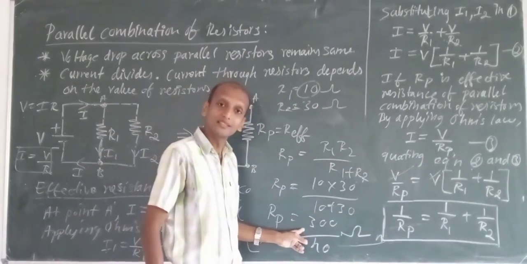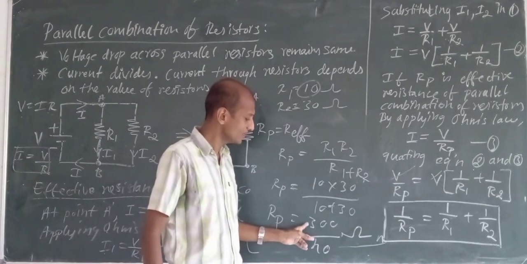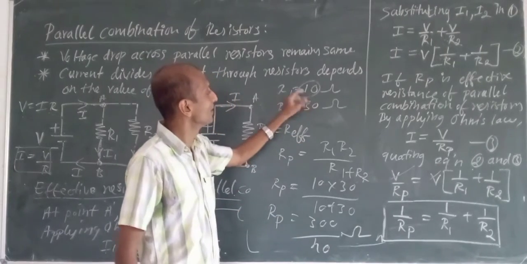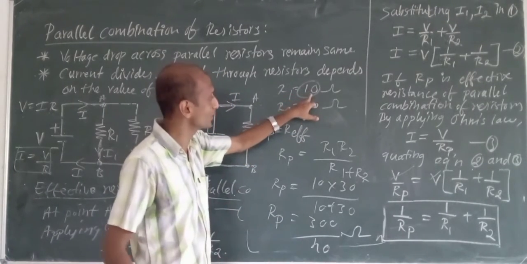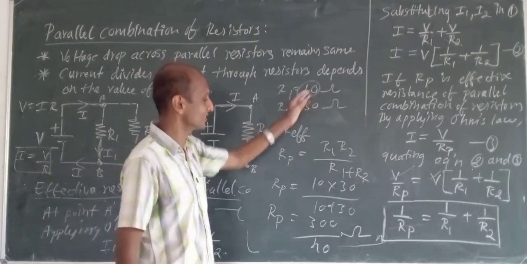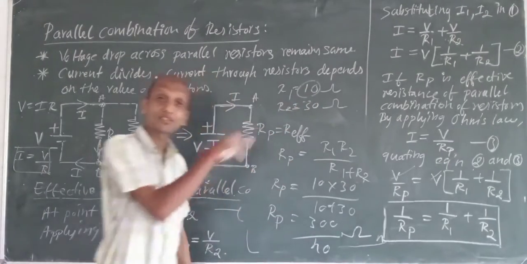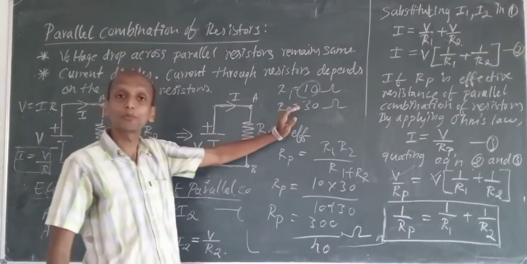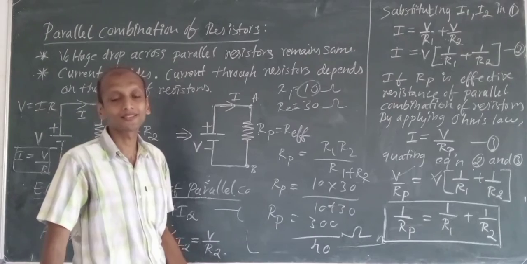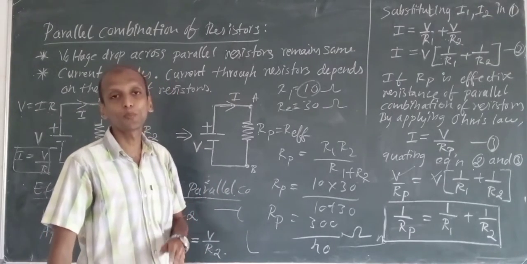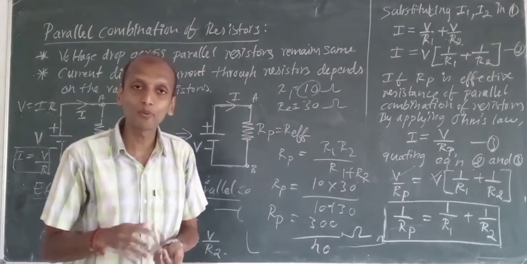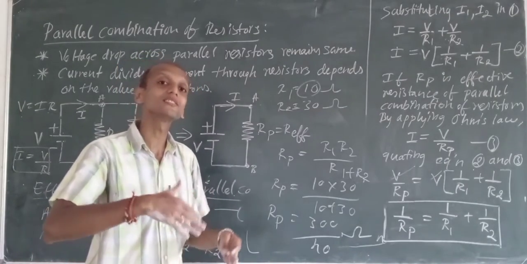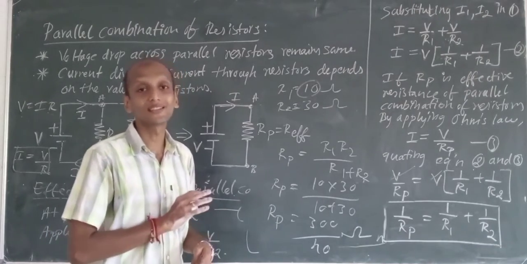This will come out to be some 8 point something ohms of resistance, which is lesser than the least resistance, 10 ohms. So the effective resistance when resistors are connected in parallel is lesser than the least resistance. When it comes to a series combination of resistance, the total resistance is larger than the largest resistance.